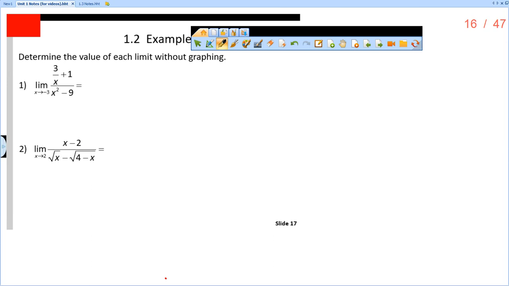Remember the first step in solving any limit problem is to substitute in the number that we are approaching, right? So we're approaching -3, so we're going to evaluate when x is -3. So 3 over -3 plus 1, all divided by -3 squared minus 9. 3 over -3 is -1 plus 1. -3 squared obviously is +9 minus 9, right? So -1 plus 1 is 0 over 0. Of course, we get 0 over 0, right?